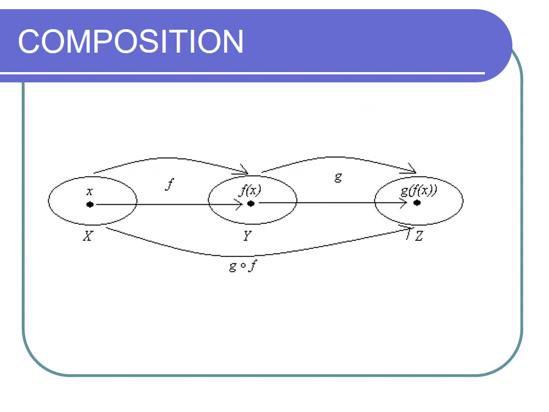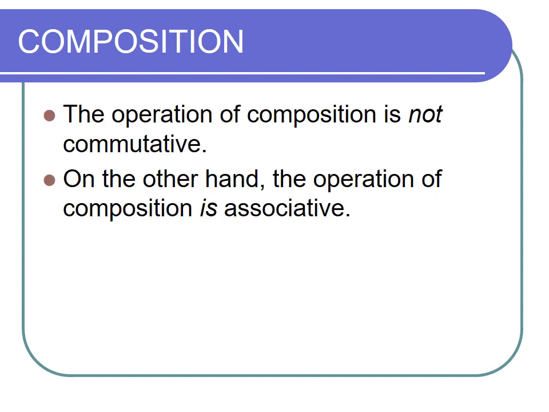So here's an example. Think of this like an assembly line. x goes to f of x, which goes to g of f of x. So f goes from X to Y, g goes from Y to Z, and Y is kind of just a placeholder. Once you get g circle f, you kind of skip over Y, but it still happens in the middle. Composition is not commutative. You can't flip it the other way around, but it is associative.